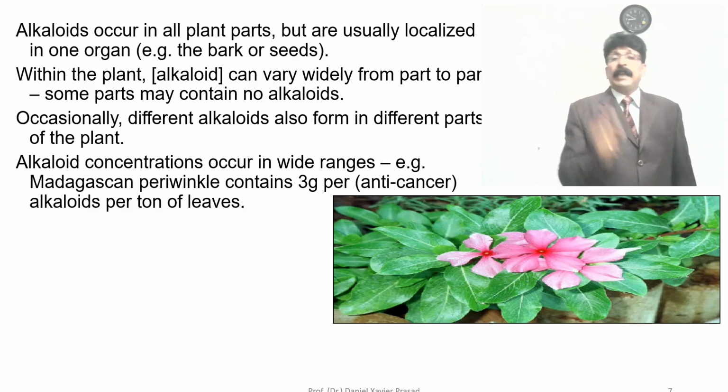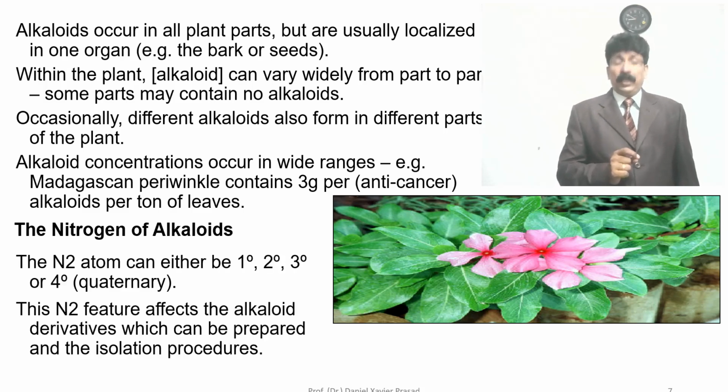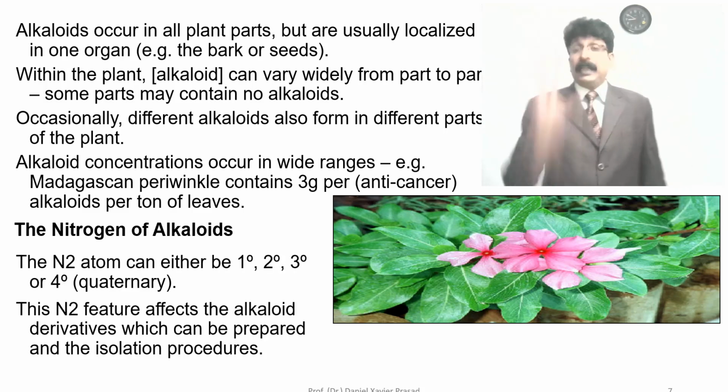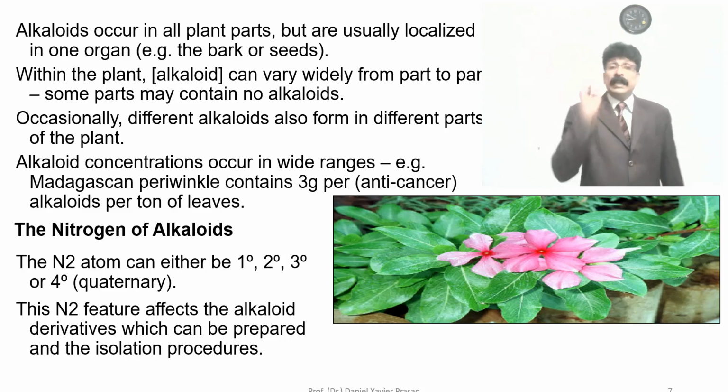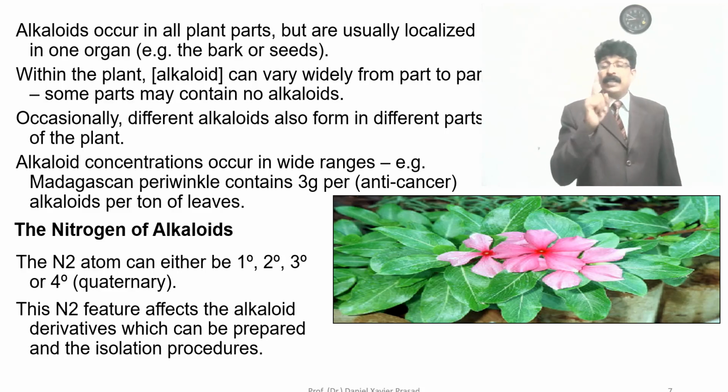They are anti-cancer drugs. The nitrogen present in alkaloids, general alkaloids, may be primary, secondary, tertiary or quaternary ammonium compound. So you know very well, you should have the base of the chemistry, you have to revise.